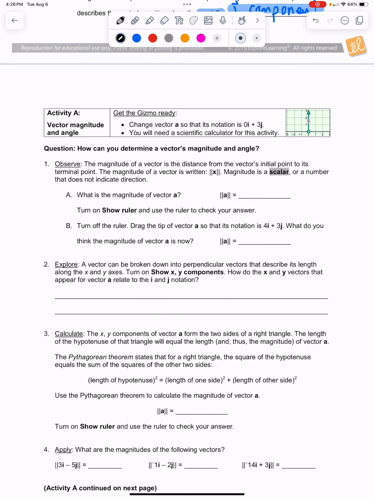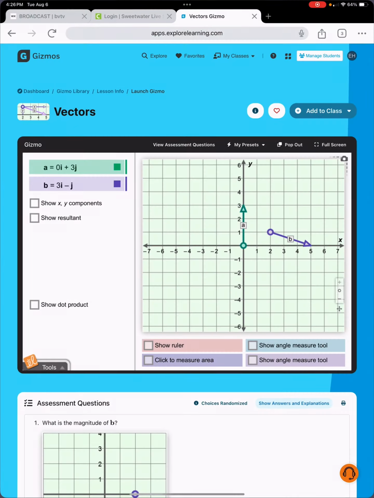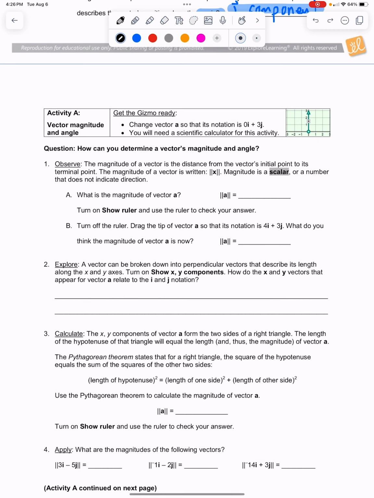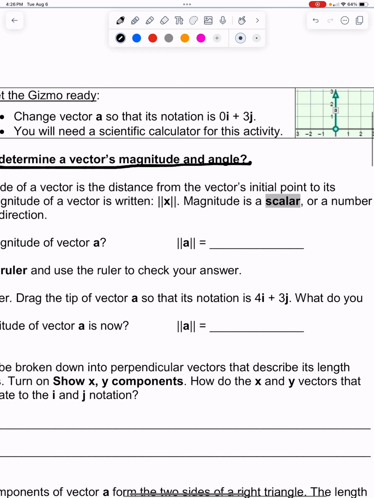First, we need to change vector A so that it has this notation here, 0i plus 3j. Now I already have it set up that way. You want to make sure that the arrow tip is pointing straight up at 3. And in the upper left-hand corner, you can see it says 0i plus 3j. It says, how can you determine a vector's magnitude and angle? Angle would be direction, which way it's pointing.